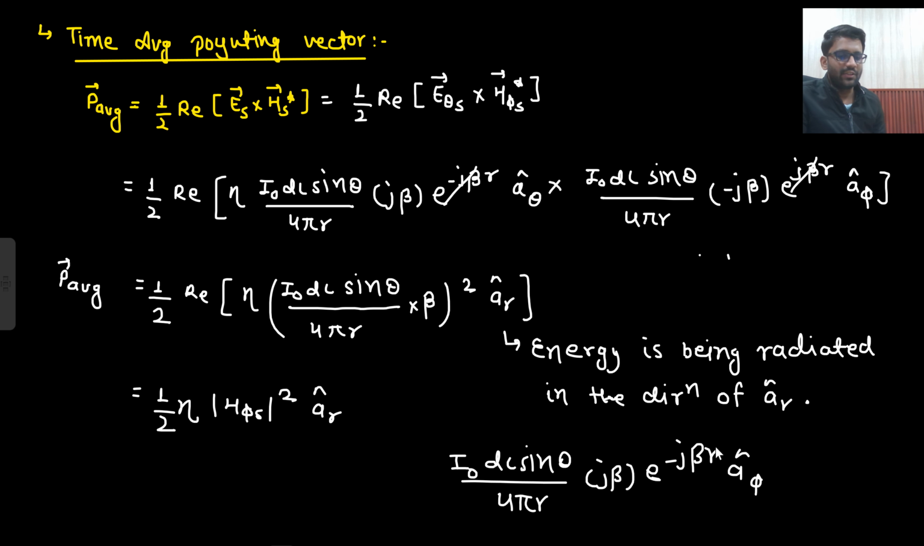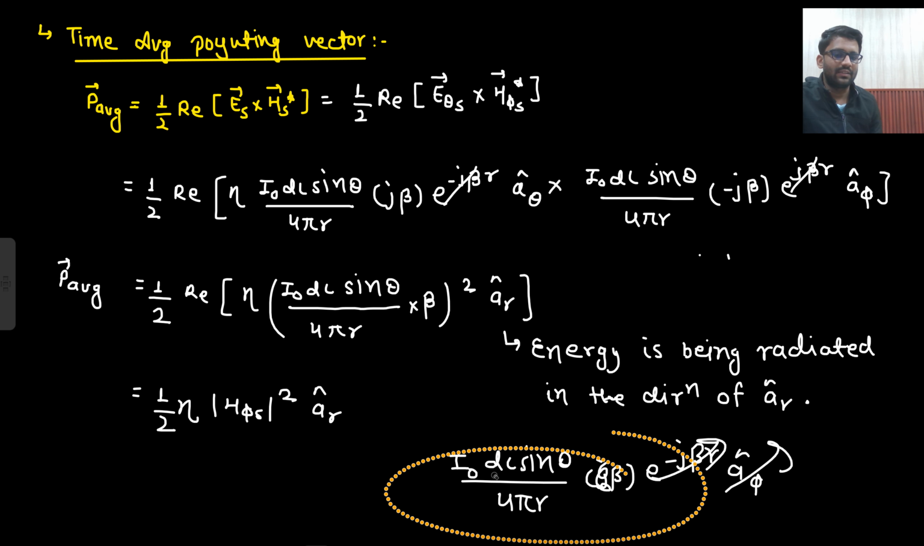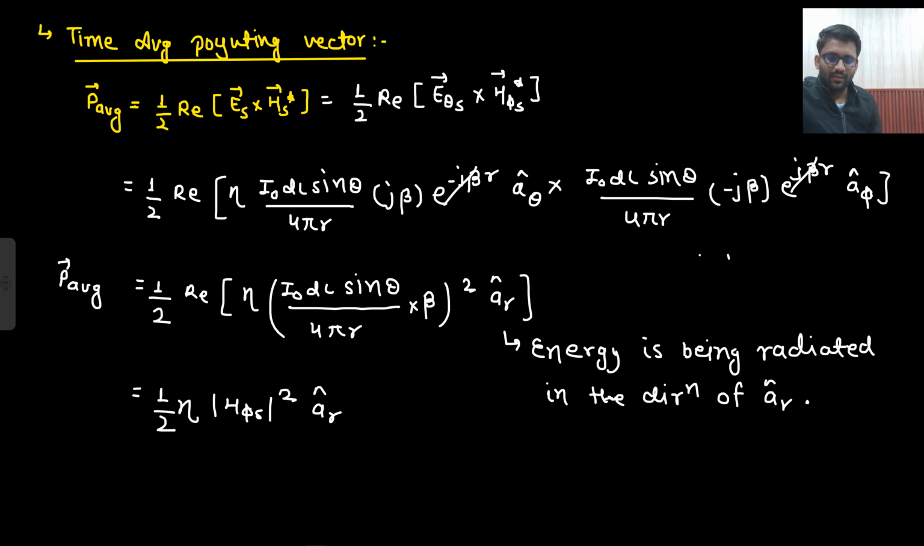And if you take the magnitude, this will be gone, and this j will also be gone. So what do I see? Idl sin theta upon 4 pi r into beta. So this is the magnitude of h phi s. So can I write down in this manner? Certainly I can. 1 by 2 into eta, h phi s whole square AR cap. And what could be the other answer? That could be 1 by 2 eta, mod of E theta s whole square AR cap. So these are two P average expressions.